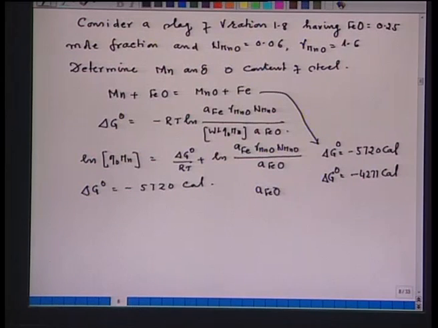Now, you recall activity of FeO can be determined from 0.514 NFeO raised to the power 0.2665. This equation I already gave. So, if you substitute the value of NFeO, that is 0.25 over here, then we will get activity of FeO, that is equal to 0.36.